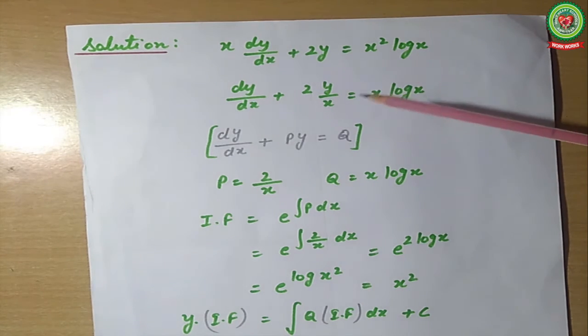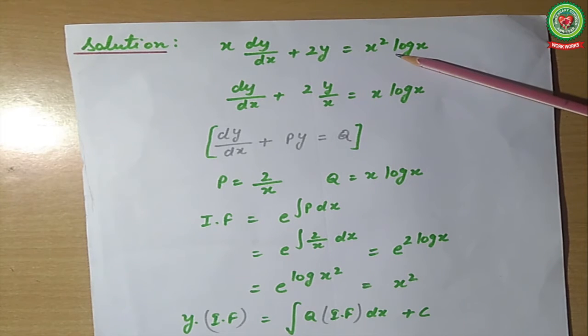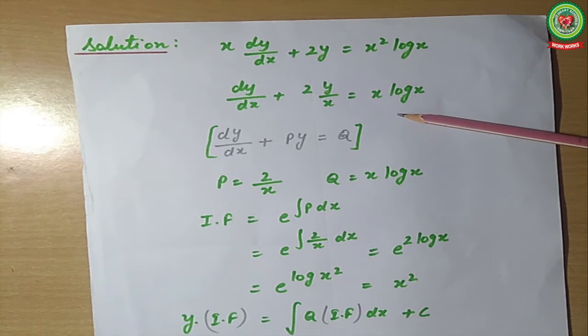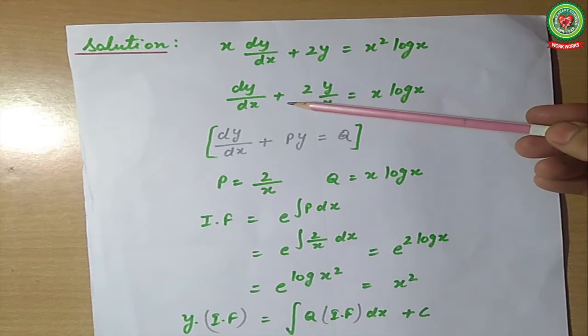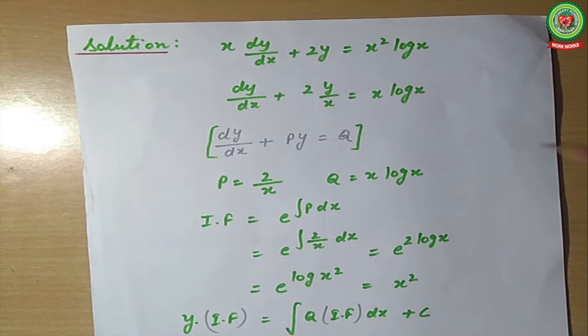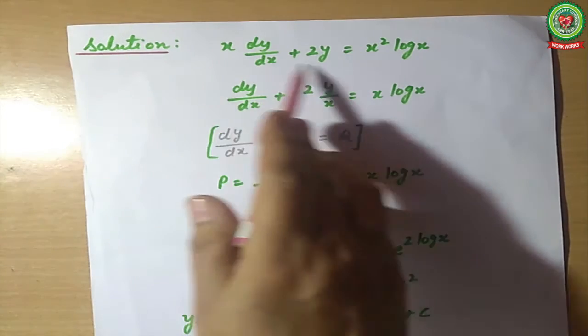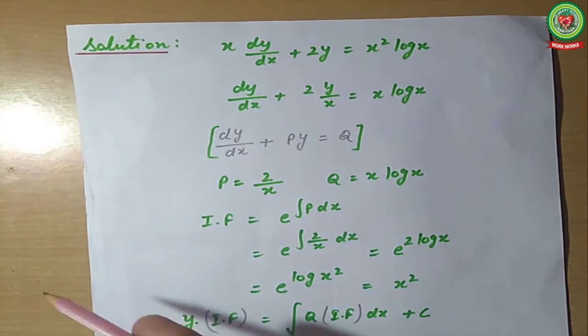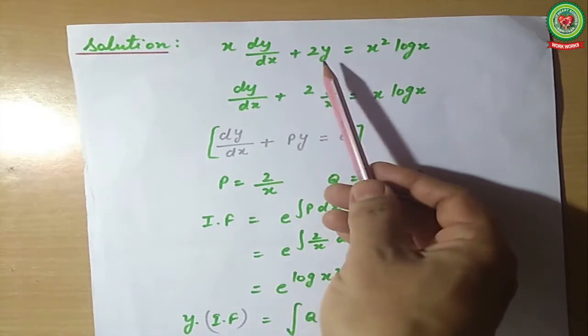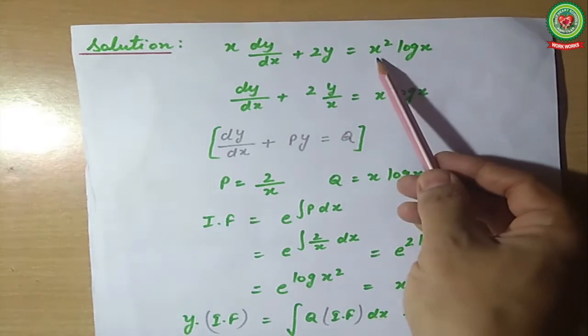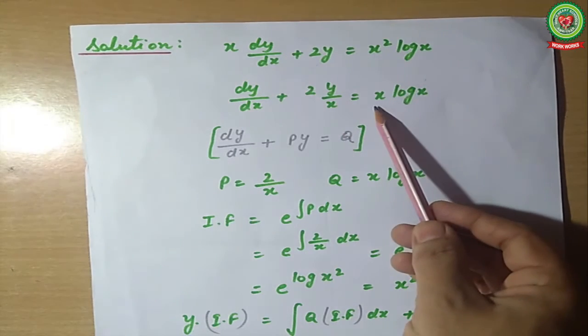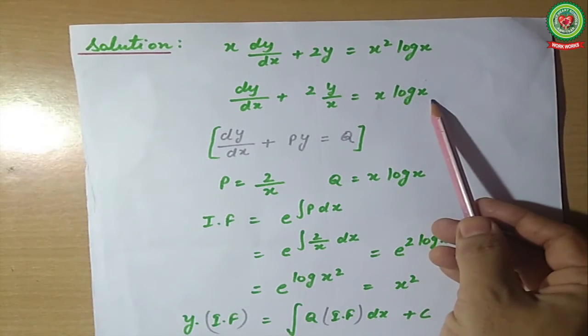First of all, we will write down the equation as it is. Then we will separate the equation: dy upon dx separate from the equation plus 2y. We will divide it by x, or take x as a common factor. This x will go to the denominator, so it will be equal to 2y upon x is equal to x square log x upon x. x is also cancelled, x log x is there.